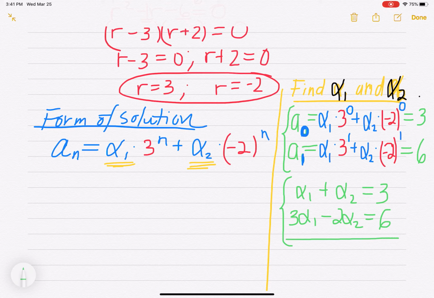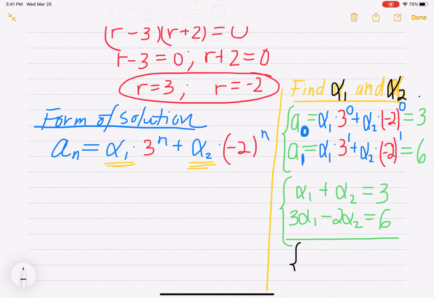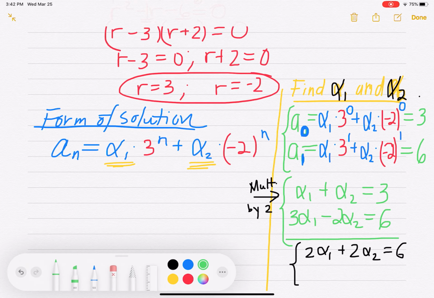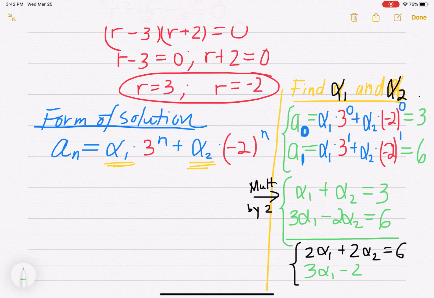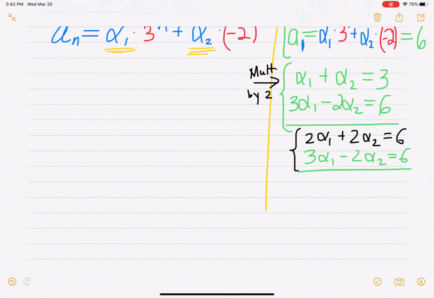So we want to solve this linear system. How can you solve it? Well, there are different ways to do it. I can multiply the first equation by 2. If you do that, you're going to have 2 alpha 1 plus 2 alpha 2 equals 6. And I'll keep my second equation the same, 3 alpha 1 minus 2 alpha 2 equals 6. We're going to cancel out terms, so we're going to add those two equations now.